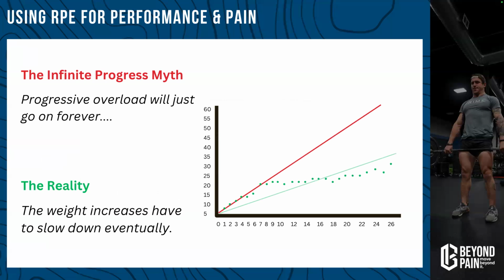So, the infinite progress myth, we'll finish with this, right? The infinite progress myth is that progressive overload is just going to go on forever. Well, I've had many of you get upset when you don't make those 5 pound gains every single week. And I hear that. Across 4 weeks, that's 20 pounds in a month. That's doable. But if you extrapolate 5 pound gains across 26 weeks, anybody know how much weight that is? Just cut it in half. 1,300, 130.